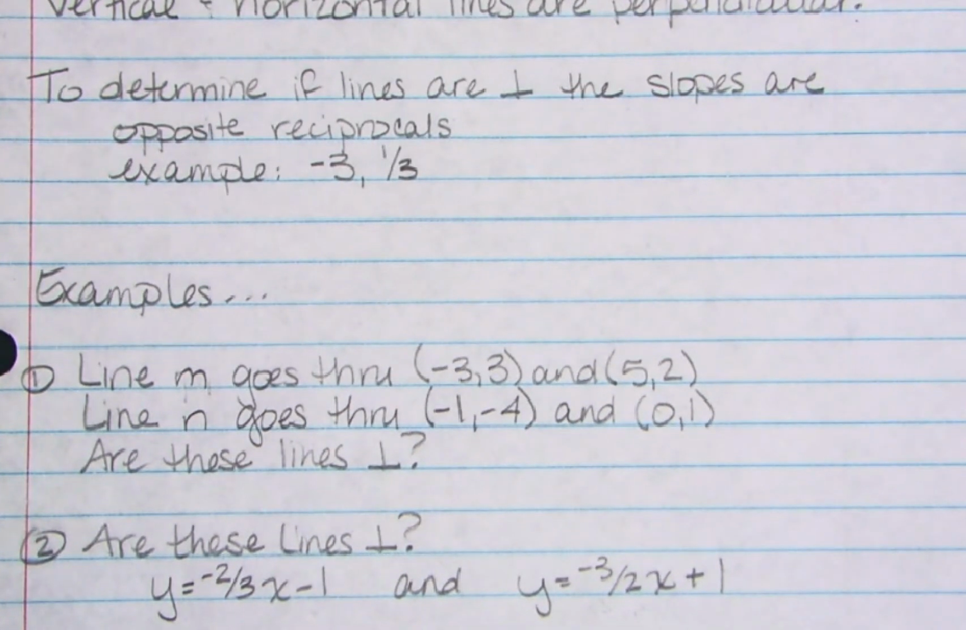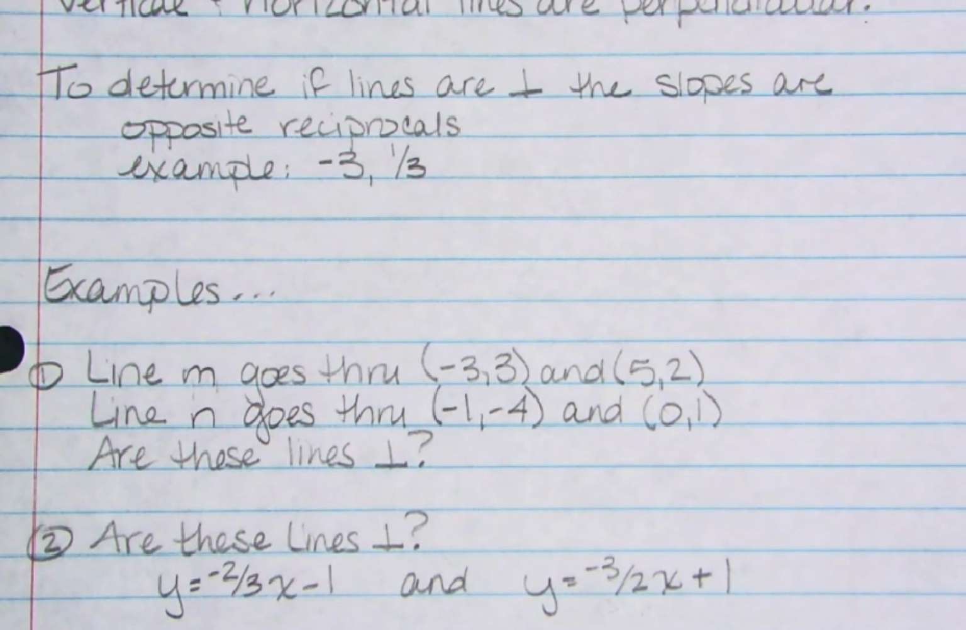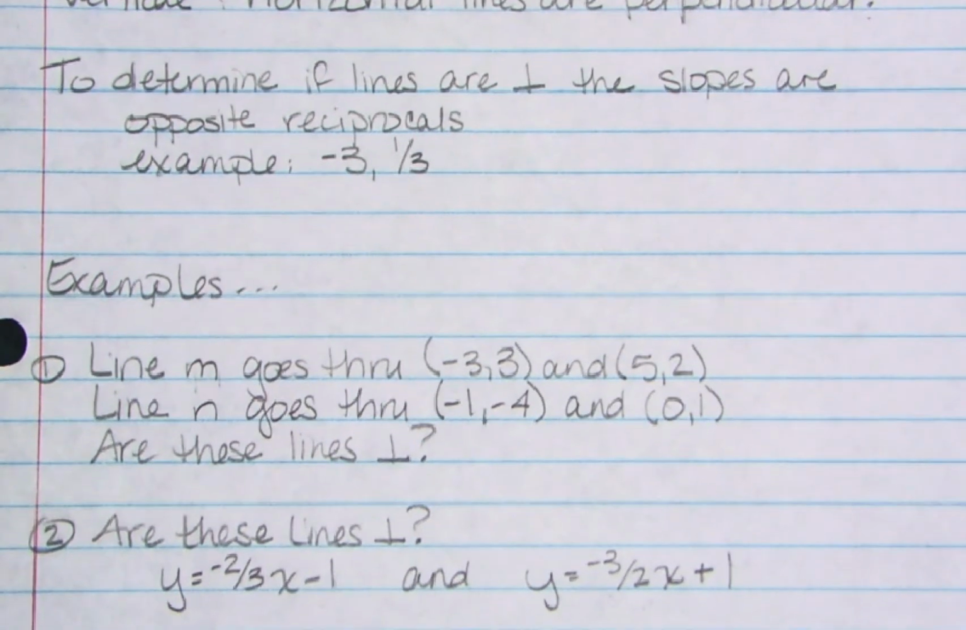Now we can do something similar when we have the equation of two lines. The first line here, we have y equals -2/3 x minus 1. In our second equation, y equals -3/2 x plus 1. If you remember back to last year when graphing linear equations, the coefficient of the x is your slope. So for the first equation, -2/3 is the slope of that line, and in the second equation, -3/2 is the slope. So are those two numbers opposite reciprocals of each other? It doesn't matter what their y-intercept is, it's just the slope that has to be opposite reciprocals. So are those two lines perpendicular?